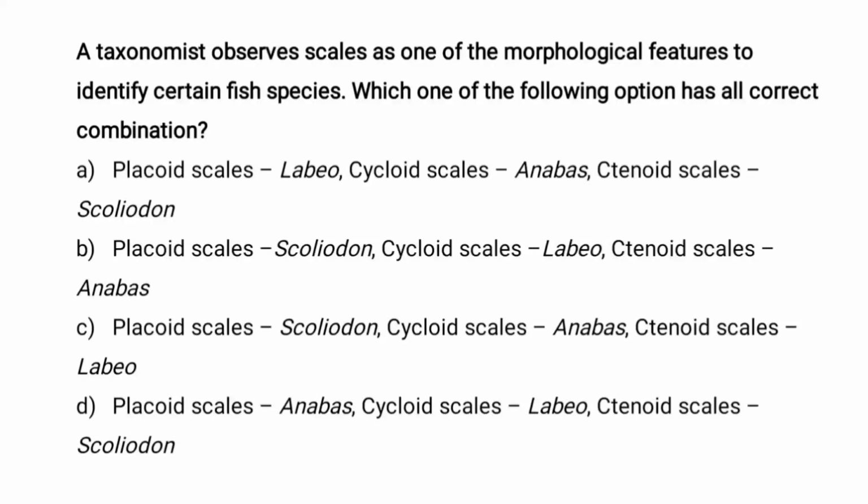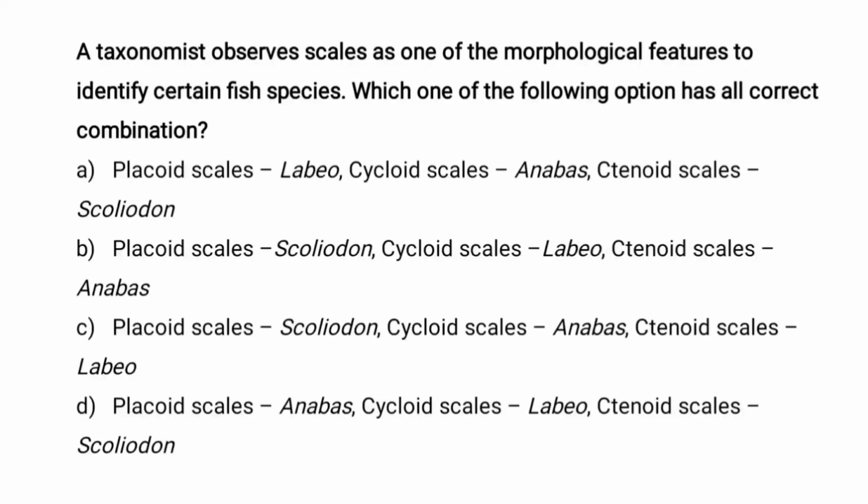A taxonomist observes scale as one of the morphological features to identify certain fish species. Which of the following options has the correct combination? A typical fish body is covered with thin scales that overlap each other like shingles of a roof. Skin of the Scoliodon, which is dogfish, is coarse and has the feel of sandpaper. Roughness is due to minute, hard and tooth-like dermal denticles called placoid scales embedded in the skin in regular oblique rows and forming the exoskeleton.